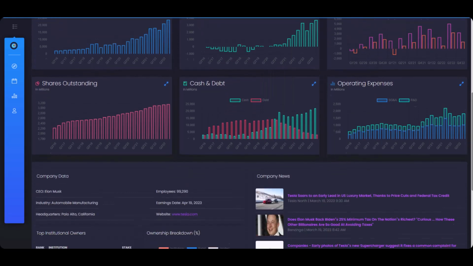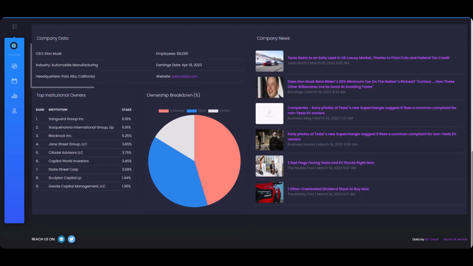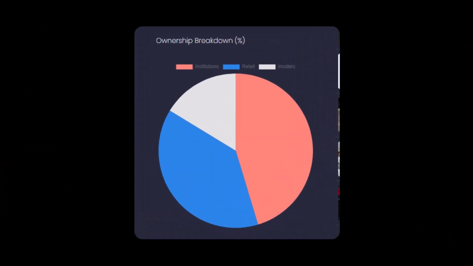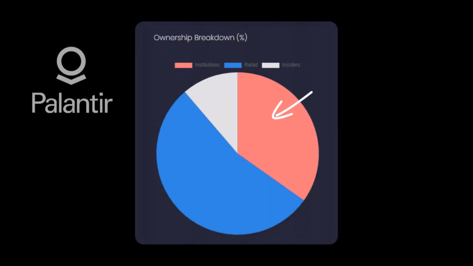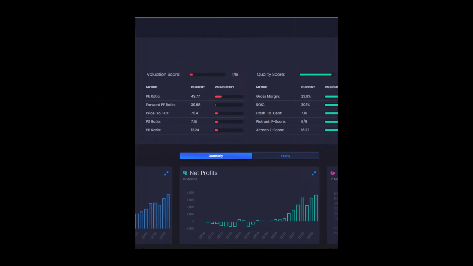Now, at the bottom of the dashboard, you'll find some basic info about the company in question. The most important part is the ownership breakdown. This will tell you what percentage of the company is owned by insiders, institutional investors, or retail investors. In this case, Tesla is really balanced, but most companies are not going to be like this. So if institutional investment is really low, like in the case of Palantir, for example, there might be an opportunity here. So that's the company dashboard.